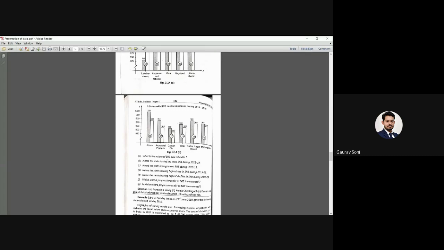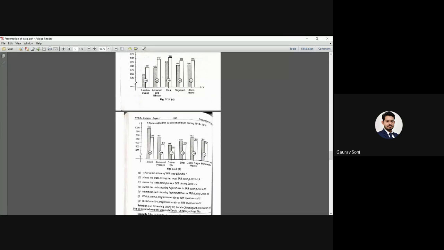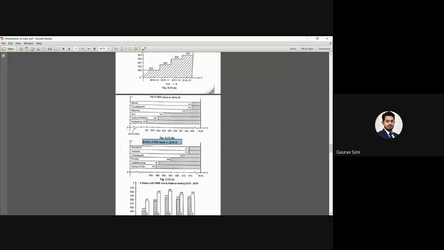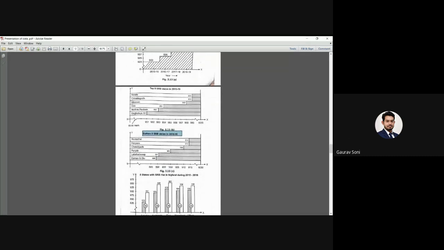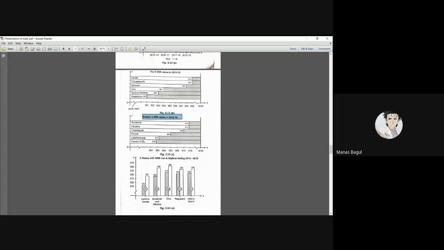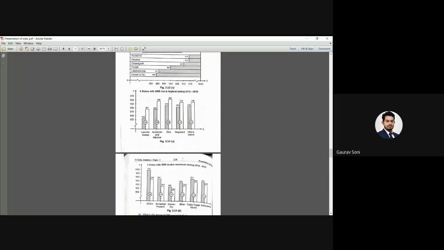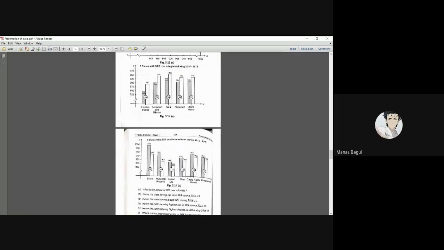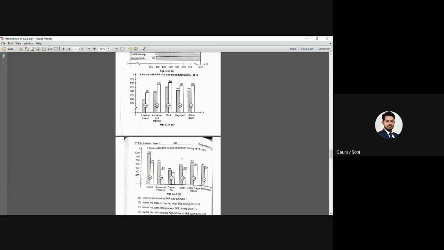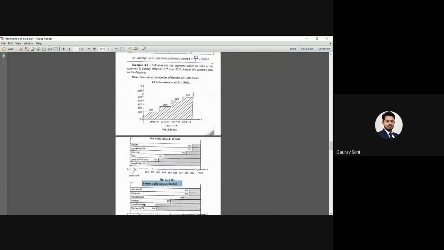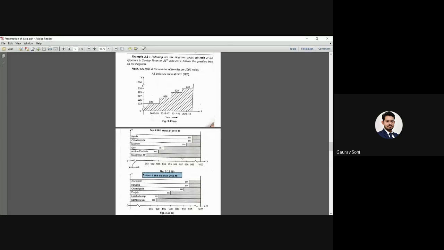What is the nature of SRB over all India? Yes, you have seen all the data now. The number of females per thousand males goes on increasing. The ratio goes on increasing.